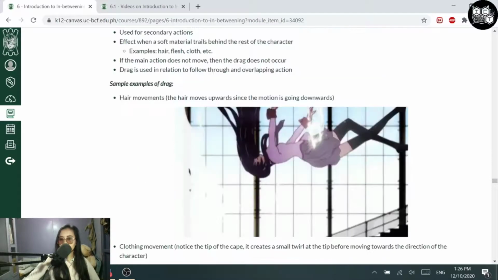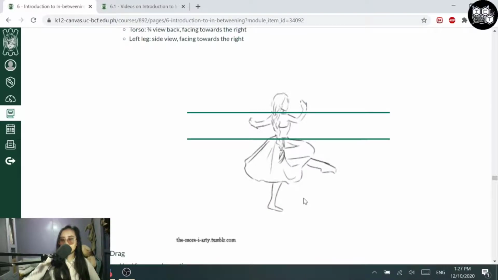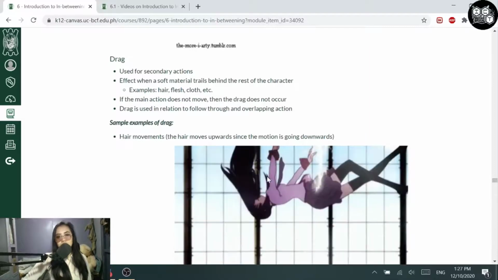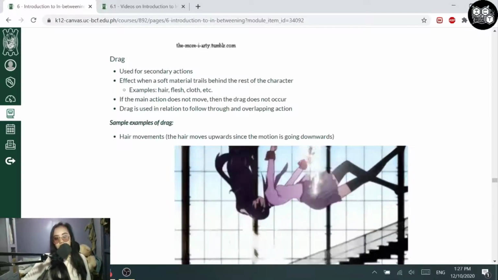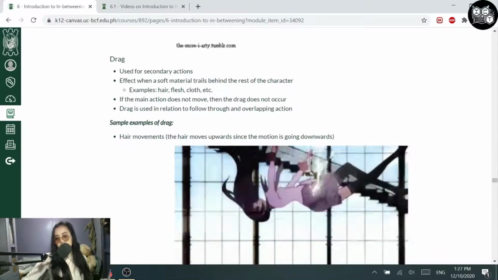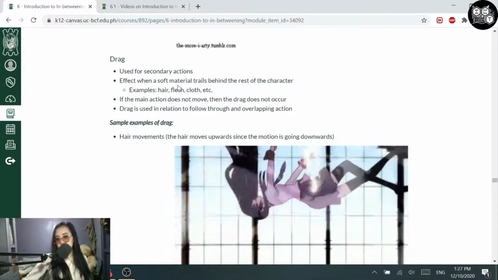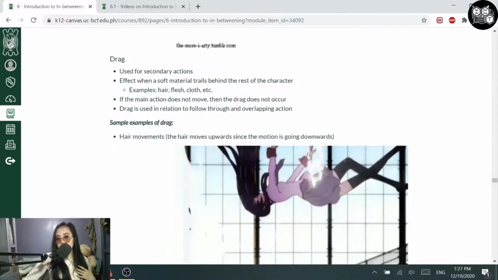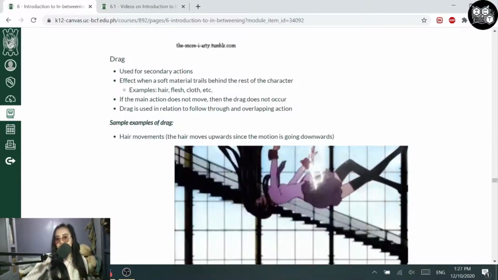And then we have different applications of offset. So it's more of twirling bodies. We also have your drag. So drag is used for secondary action. So the idea is the trailing of soft material. So let's say hair, flesh, cloth, all of those things can be used to trail soft material. So if the action doesn't move, of course, the drag doesn't really occur.